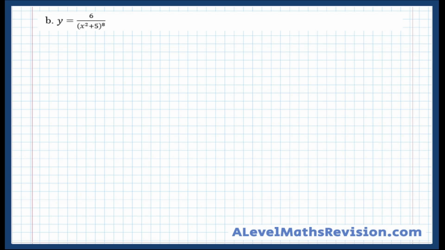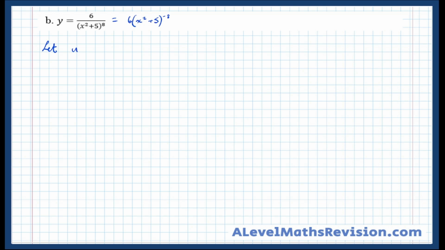So the first thing we're going to do is rewrite that as 6(x squared + 5) to the power of negative 8. And now we're in business, now we're able to do something with it. So the first step, and you might want to pause the video and have a go at this one yourself.